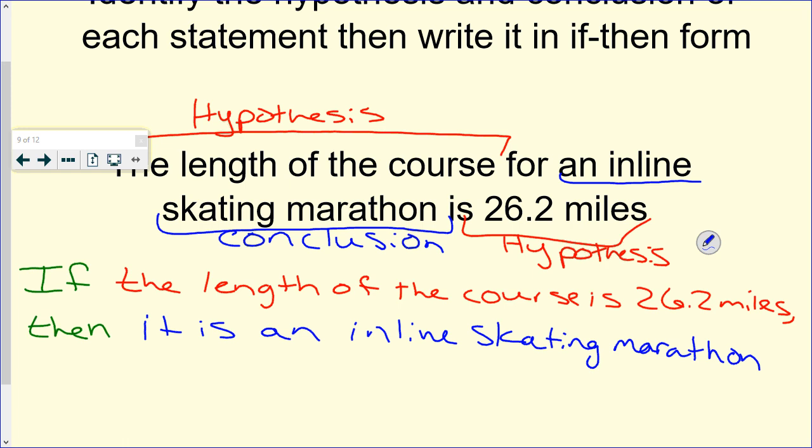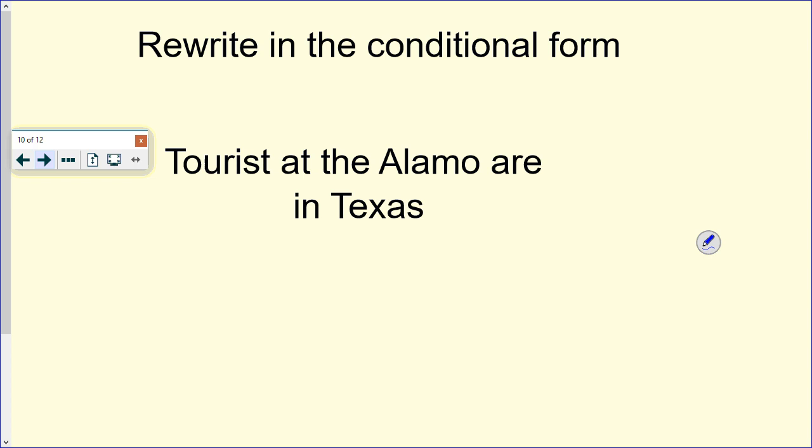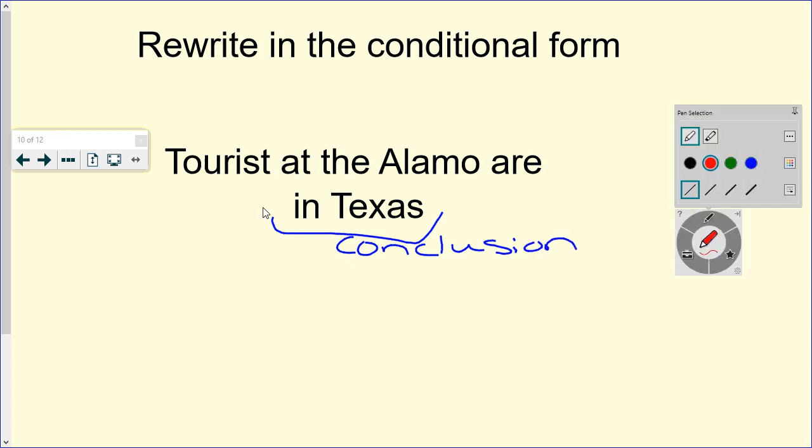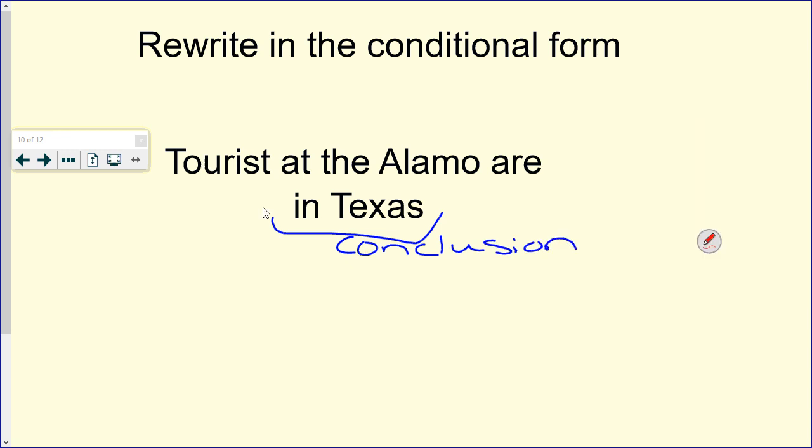Alrighty. The tourists at the Alamo are in Texas. What is the result there? What did we figure out? They're in Texas. So if they're in Texas, it's going to be my conclusion because that's the final result. So what had to happen first in order for me to know that they're in Texas? Tourists, and I should have put an S in there, sorry. Tourists are at the Alamo will be my hypothesis. That's my condition. That's what has to happen first.